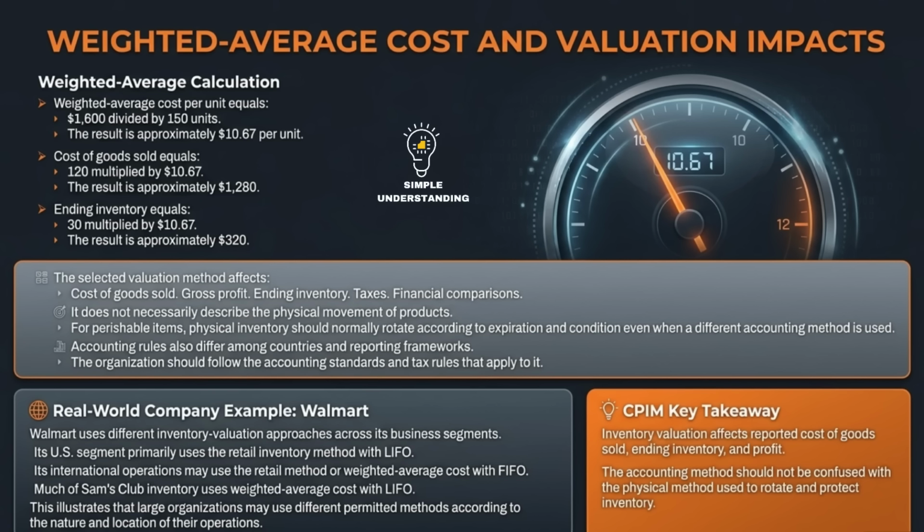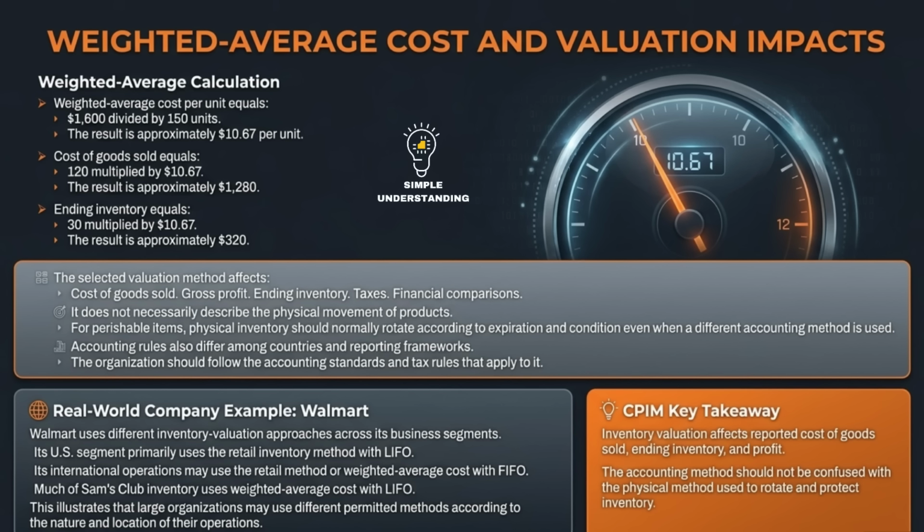Weighted average cost. Weighted average cost per unit equals $1,600 divided by 150 units. The result is approximately $10.67 per unit. Cost of goods sold equals 120 multiplied by $10.67. The result is approximately $1,280. Ending inventory equals 30 multiplied by $10.67. The result is approximately $320.